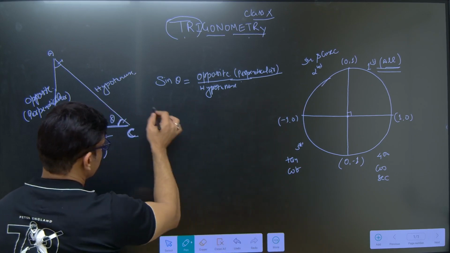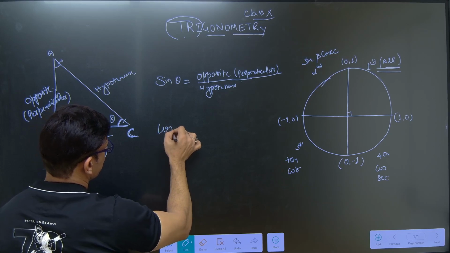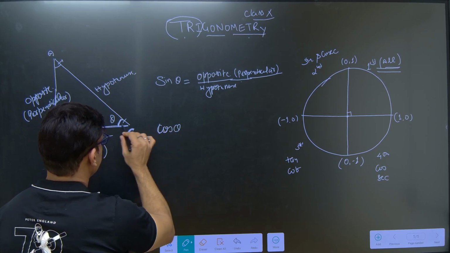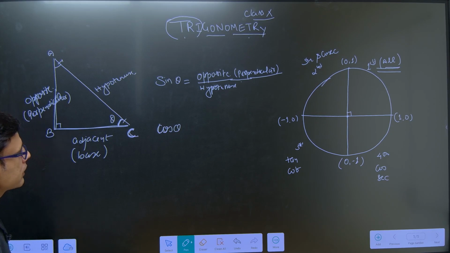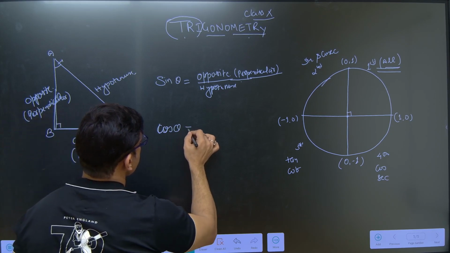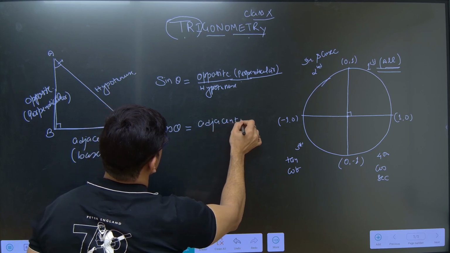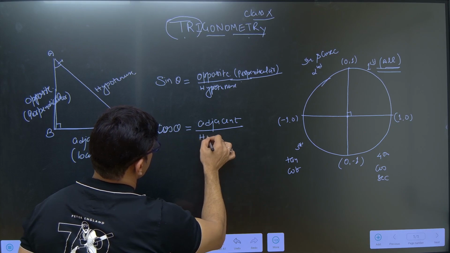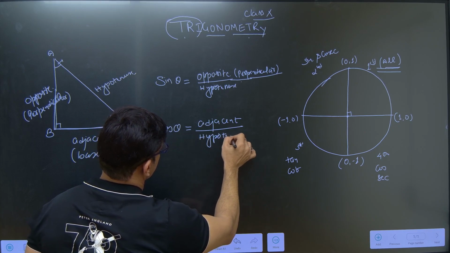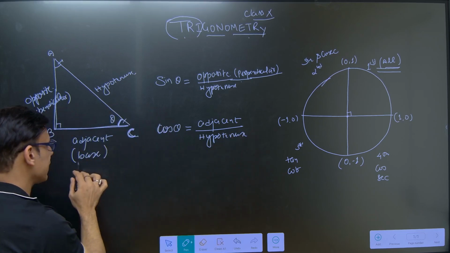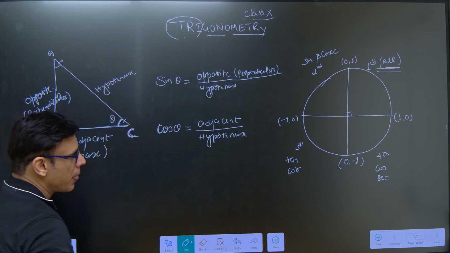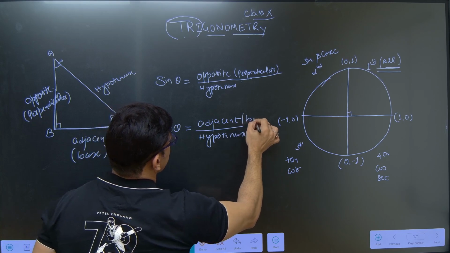Then we have cos theta. इसी ट्रायंगल में if I ask you what is cos theta, अब देखो मैं ये एंगल ले रहा हूं, cos theta. So cos theta will be adjacent upon hypotenuse. And what is adjacent also called? Base. So this is base.